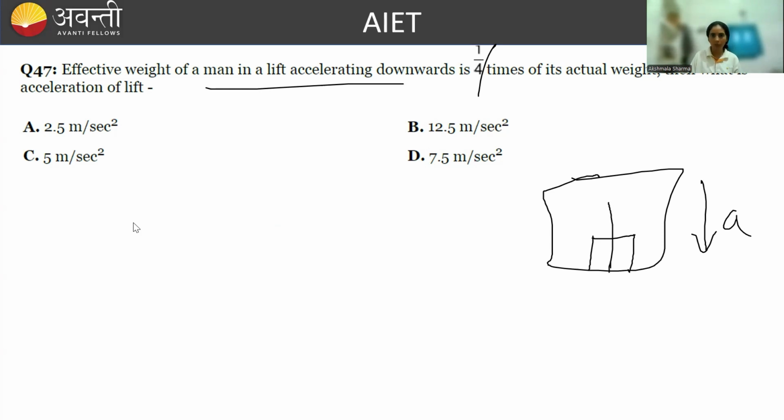So let's write the equation of person. Normal reaction, upward direction, mg. So if lift is coming down, person is also coming down. It means mg minus N is equal to ma.